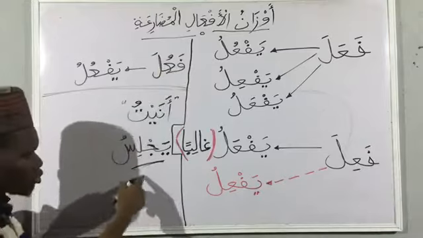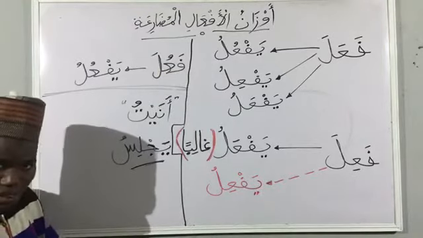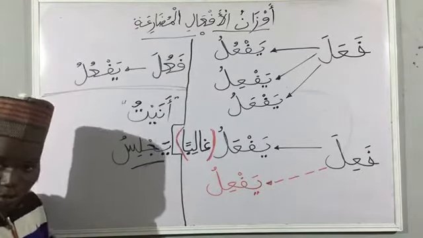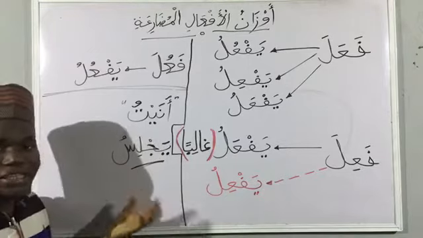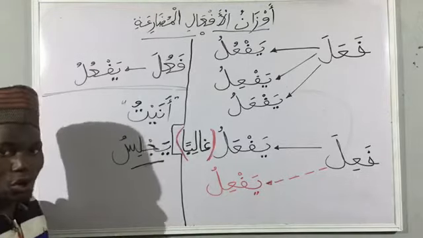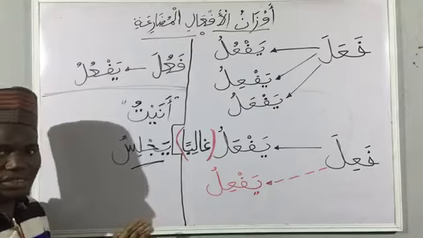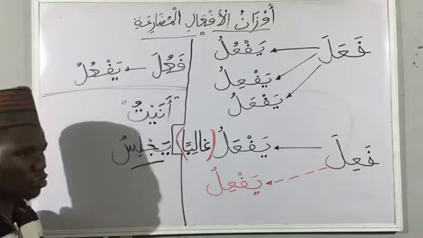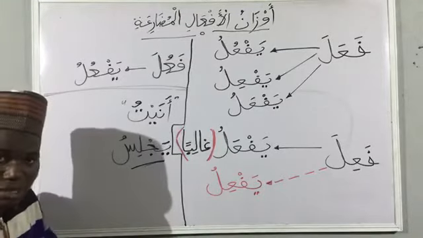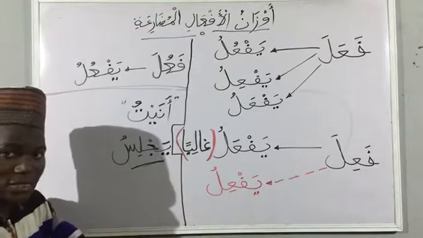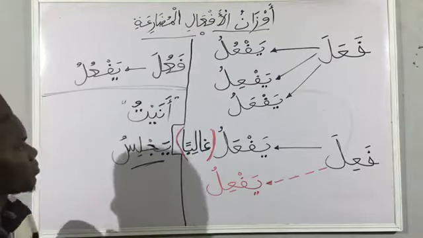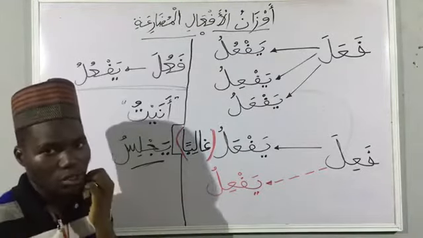So note, yajlisu means he sits now. That's the present thing he's doing currently. Or he is sitting, present continuous. Or he will sit. So that is mudari. If you say fi'l mudari, it does not necessarily mean present alone. It can mean he sits, he is sitting, or he will sit. Jayid. So that is what we need to know first.